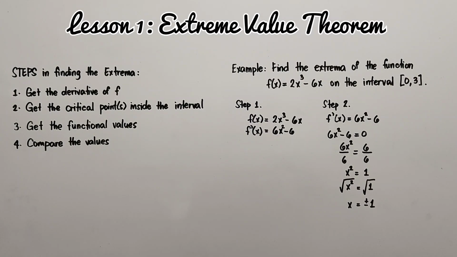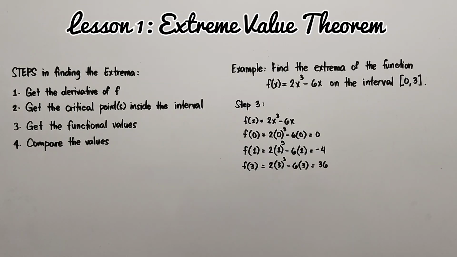For step 3, we will get the functional value of the endpoints of the interval, 0 and 3, and our critical point, positive 1. By using the original function f(x) = 2x³ − 6x, we will evaluate the function at 0, 1, and 3. f(0) is 0, f(1) is negative 4, and f(3) is 36.